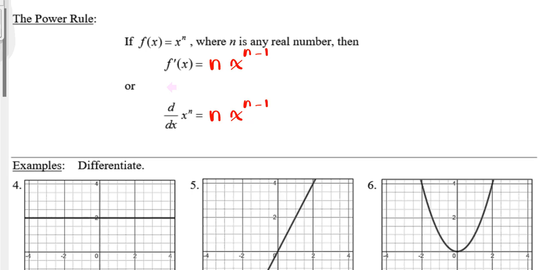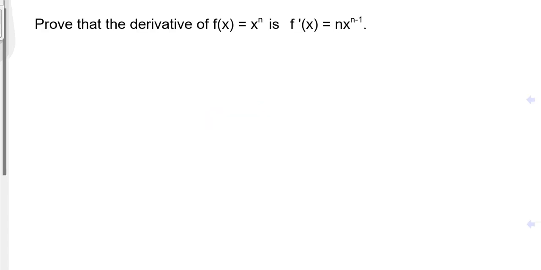When I write this d over dx, it's saying I'm going to find the derivative with respect to x of the function that follows. So it's saying the derivative with respect to x of x to the exponent n. Okay, and the derivative is n times x to the exponent n minus 1. We want to prove it.